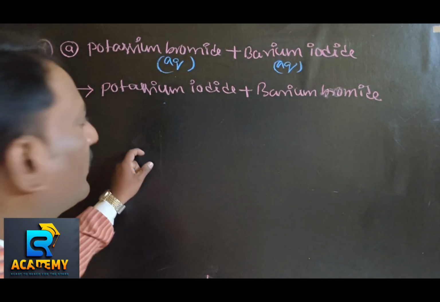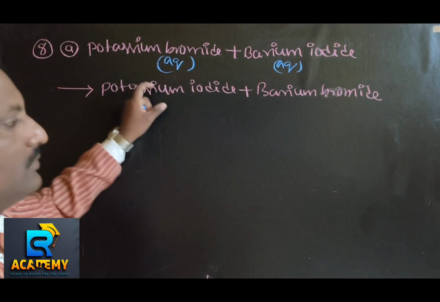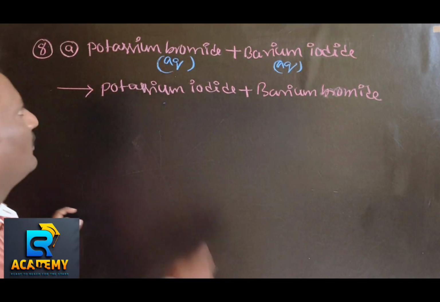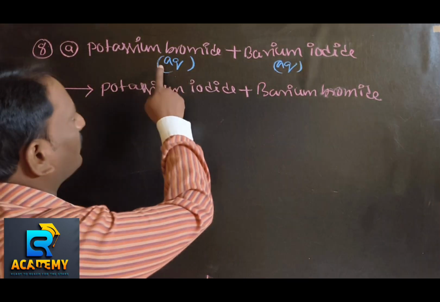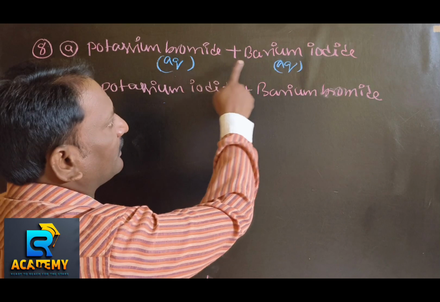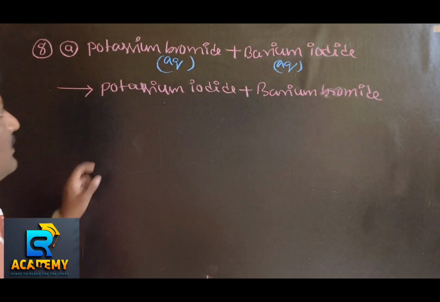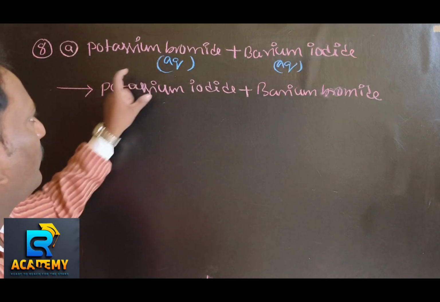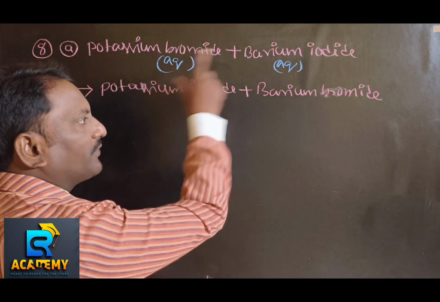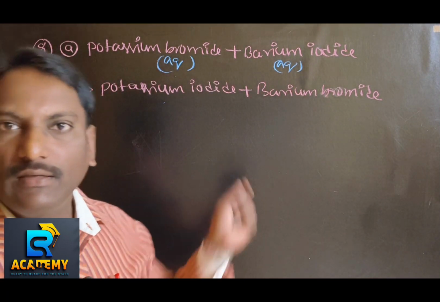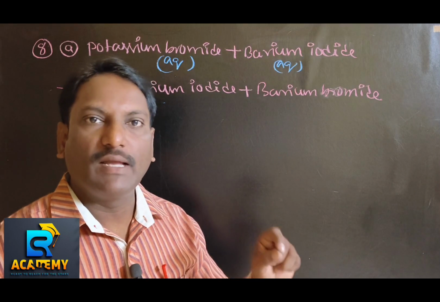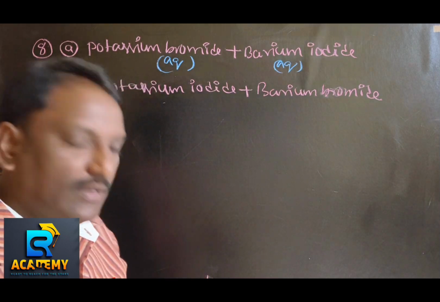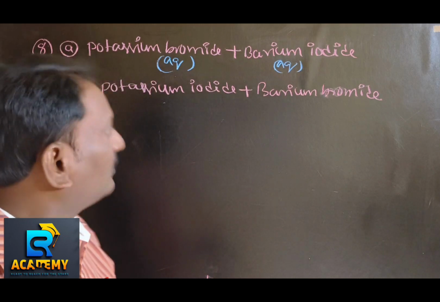Question number 8A. Let us write the equation and find out what kind of reaction it is. Potassium bromide reacts with barium iodide to give potassium iodide and barium bromide. First of all, let us frame the chemical formulas of reactants and products. Later on, let us write the balanced equation and find out what kind of reaction it is. Get ready, students.